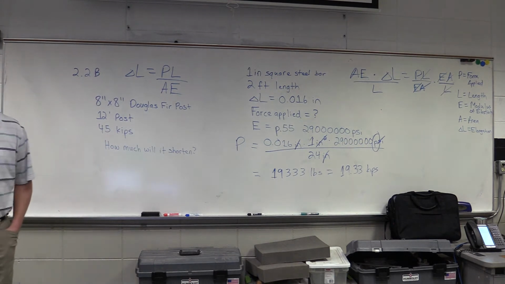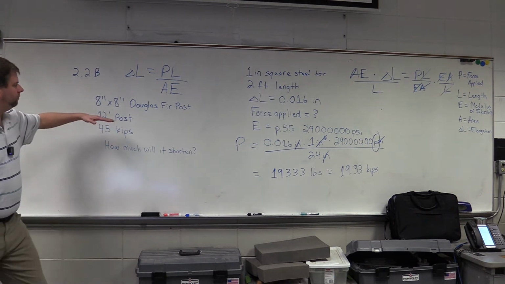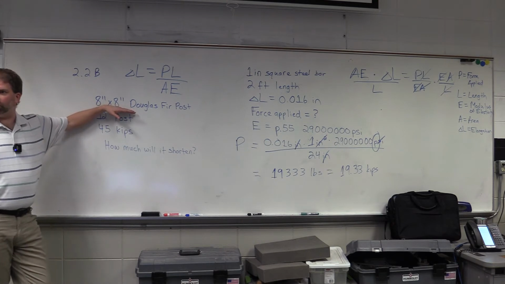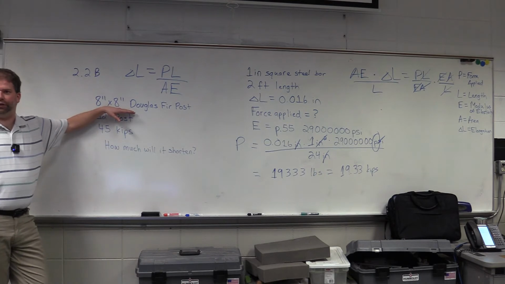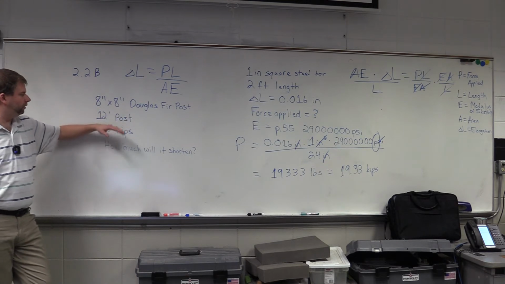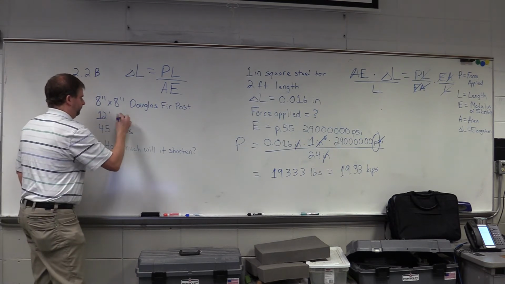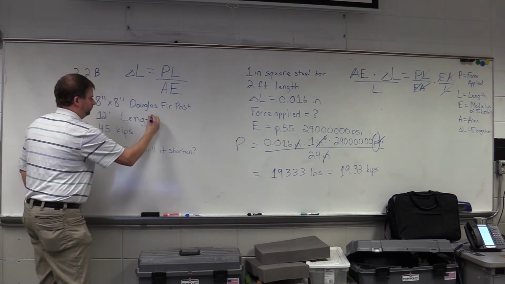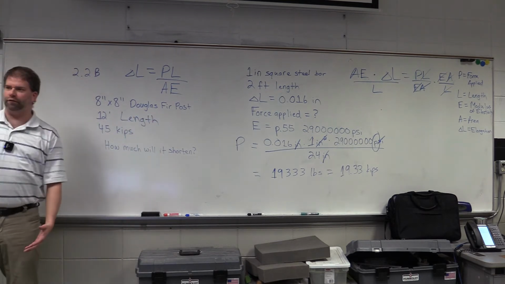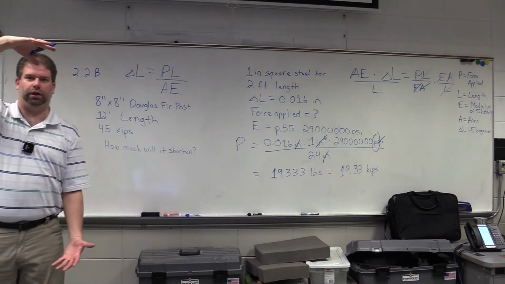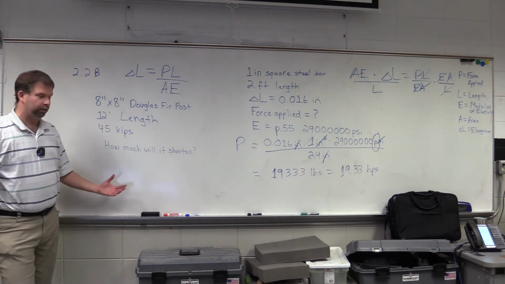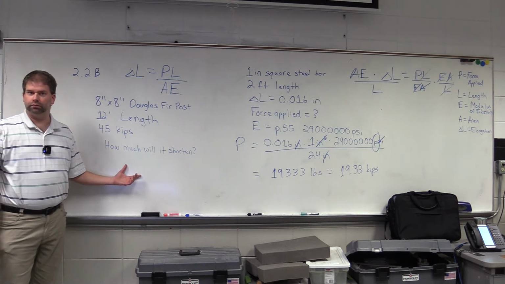So we're taking a structural post, nominally 8 inches on each side. What is it telling you when it's telling you that it's nominally? It's not the actual measurement. Yeah, when we put a tape measure on that thing, it's not actually going to be 8 inches, right? It's a 12-foot length. We're going to apply 45 kips, 45,000 pounds to it. We have to figure out how much this thing is going to shorten.